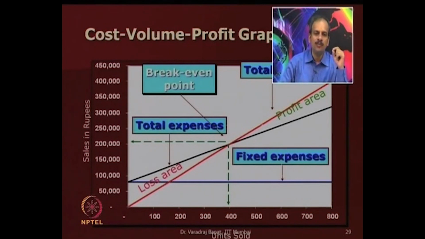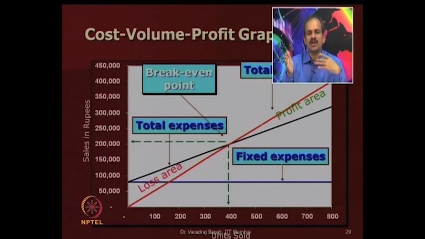The costs to begin with are at 1 lakh, and they are fixed costs. The total cost line is also going up linearly, but it does not start with 0, it starts with 1 lakh. You can see the fixed cost line is horizontal. So, fixed costs remain at 1 lakh all the time. Variable costs are going up, so the total costs are also going up.